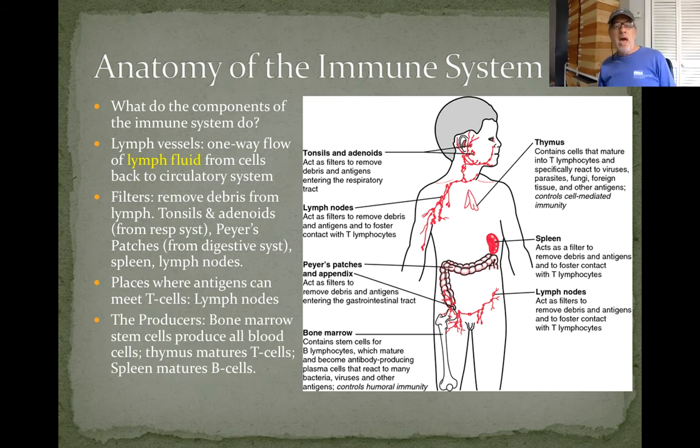And then finally, we have the producers, the bone marrow stem cells that produce all the different kinds of blood cells. In addition, we have the thymus, where T cells go to mature, and the spleen, where B cells go to mature. So those are both important organs in your immune system.